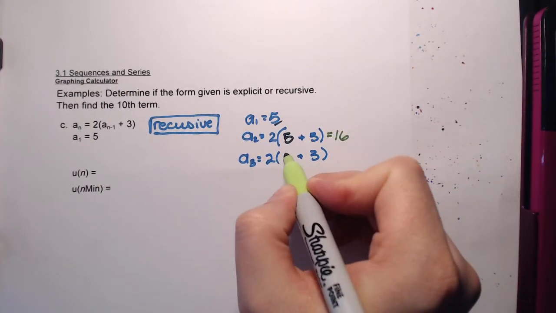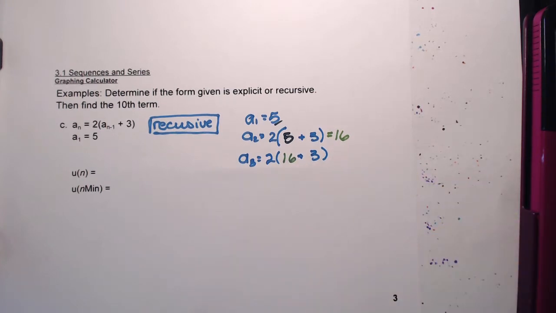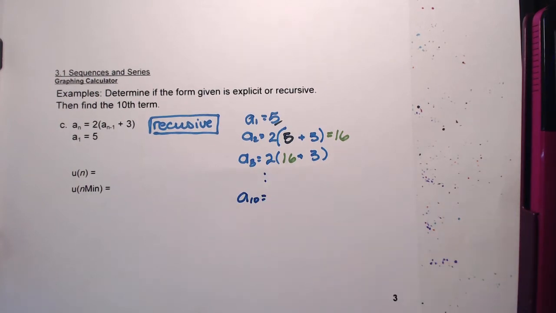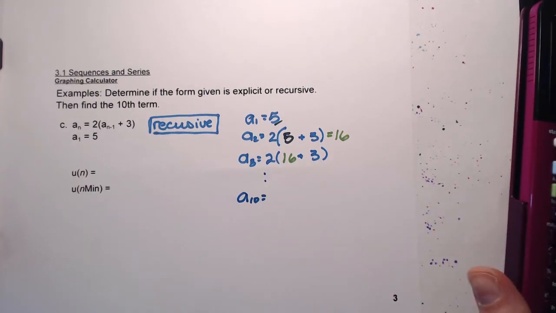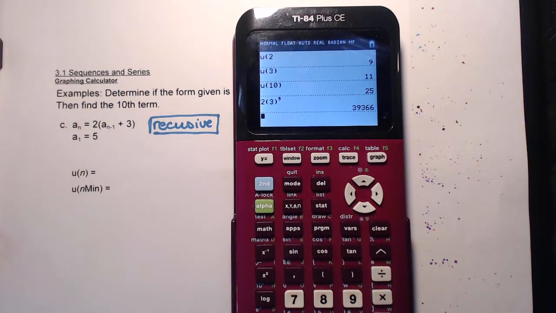And then take that term, so 2 times the previous term. So then we're going to do 2 times 19 and so on, all the way up to a10, my 10th term. Yeah, I don't want to do that, and I don't think you do either. So we could do it by hand, but we're going to do it with our calculator.